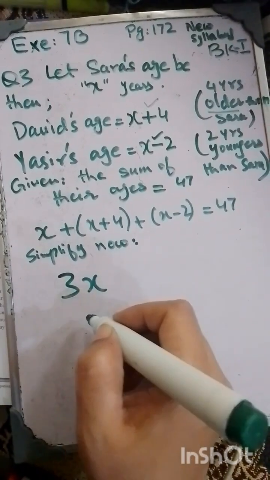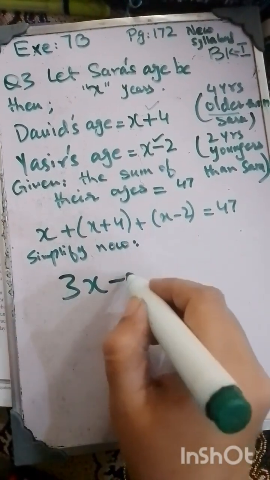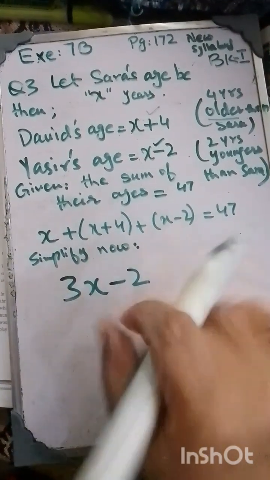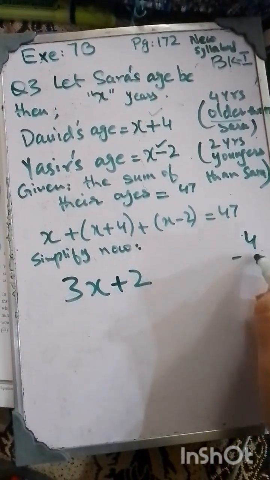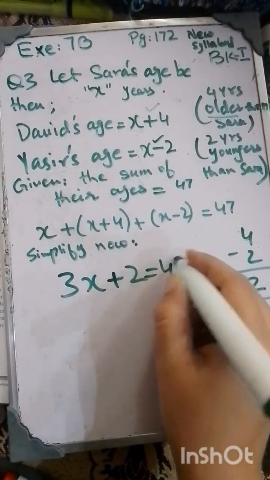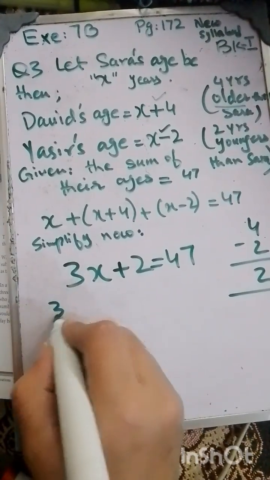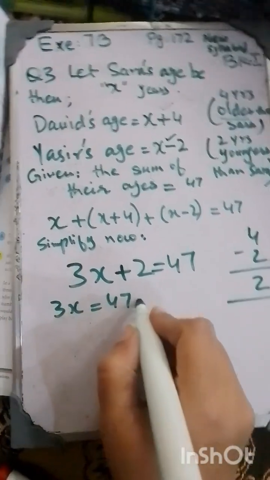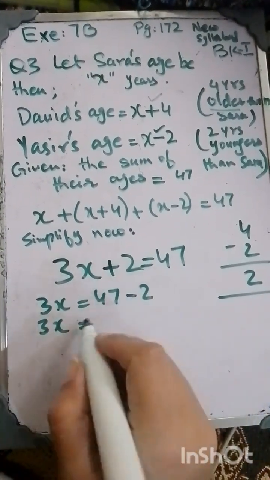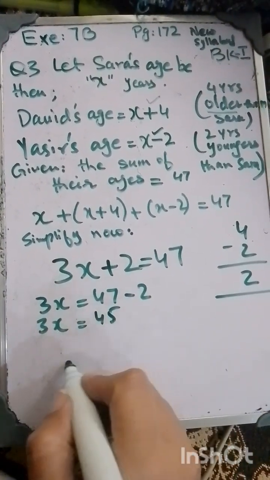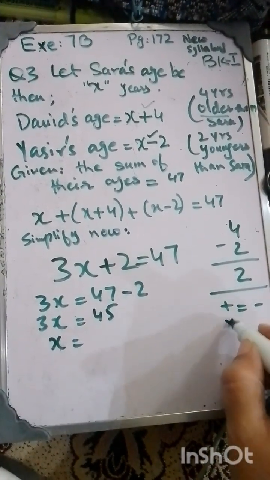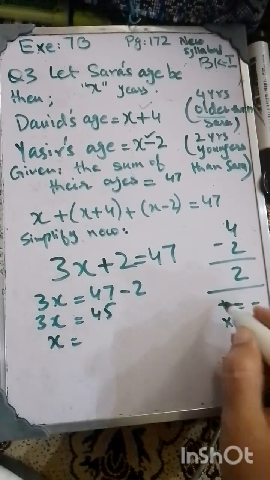So we'll write 3x, 4 minus 2 it will be positive 2, and then 47 equals to... Sometimes it happens when we are solving directly, little things can make big mistakes. So 3x, 47 minus 2 it will be 45, and 3 is being multiplied, so on the other hand it will be divided. I'm writing it time and again so that you cannot forget this.